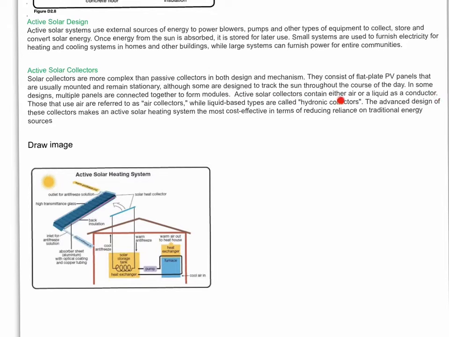Active solar heat contains either air or a liquid as a conductor. Air is referred to as an air collector. Liquid is referred to as a hydronic collector. The advanced designs of these collectors make active heating more cost-effective, reducing reliance on traditional sources.